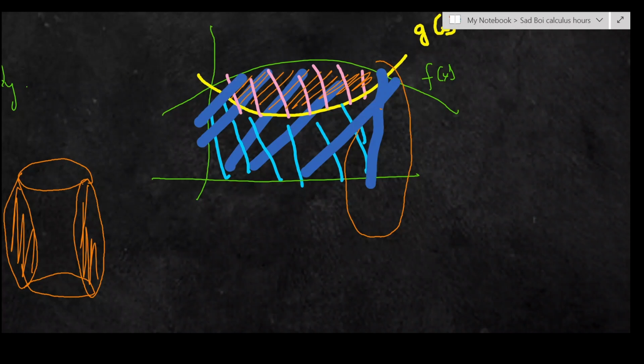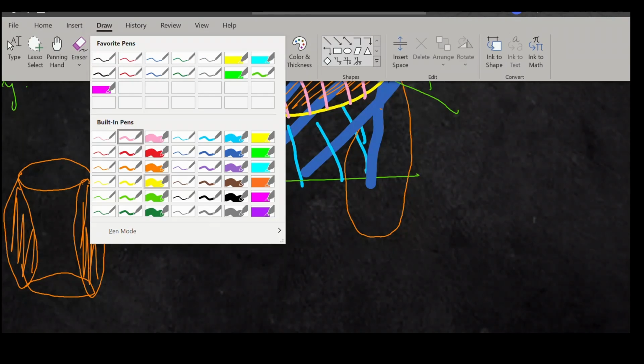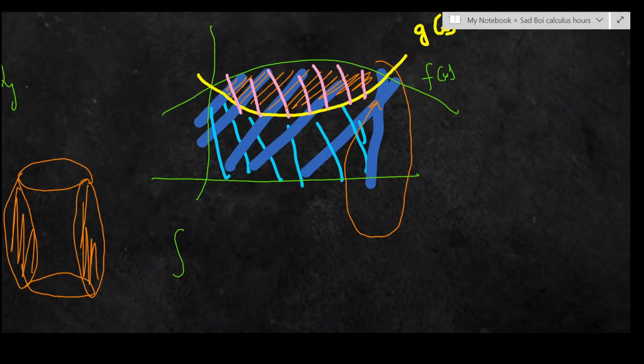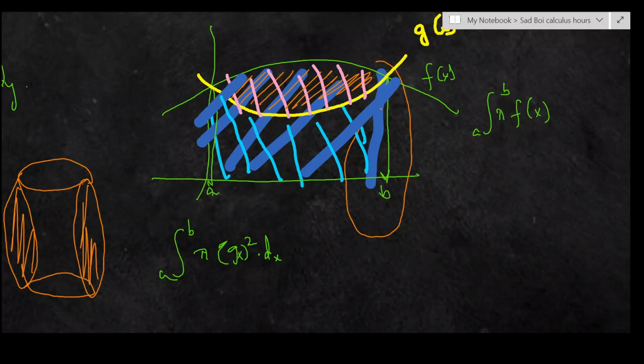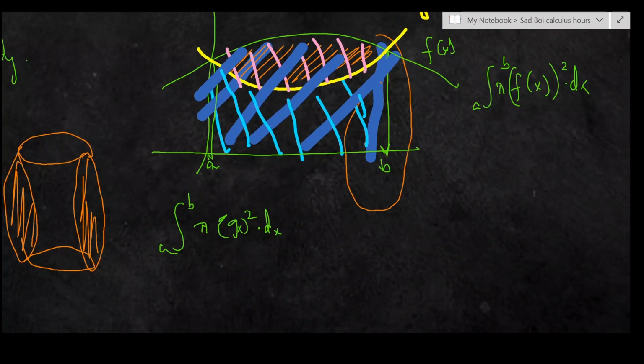Subtracting those two volumes is going to result in the volume generated when this portion, the pink one, is revolved around the x-axis. To generate the volume after revolving g of x around the x-axis, we're going to get the integration from b to a, where b is this point and a is this point, of pi g of x squared dx. The volume generated when f of x is revolved around the x-axis is going to be, from b to a, pi f of x squared dx.